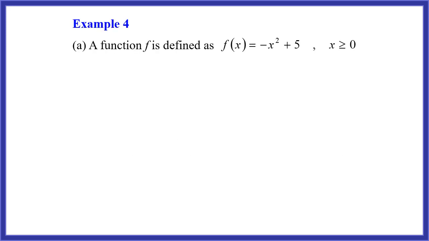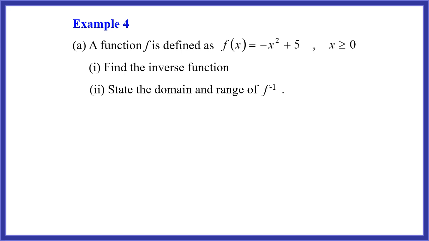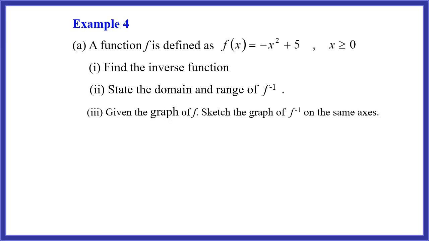Example 4. A function f is defined as f(x) equal to negative x squared plus 5, where x must be more than or equal to 0. Find the inverse function. State the domain and range of the inverse function. And given the graph of f, sketch the graph of f inverse on the same axis.